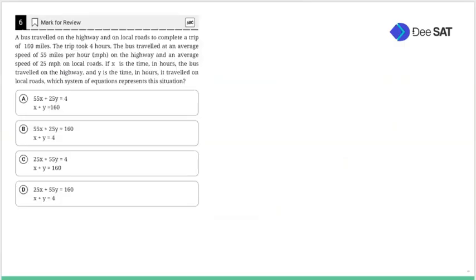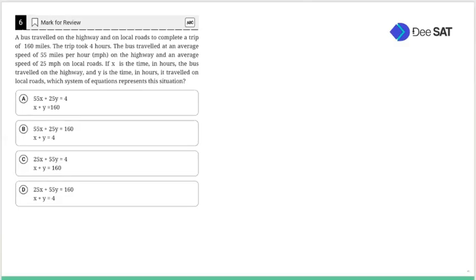This category of question is very common in SAT examinations, where huge statements are given and you just need to figure out what exactly is happening. It says that a bus traveled on the highway and on local roads to complete a trip of 160 miles. The trip took 4 hours. The bus traveled at an average speed of 55 miles per hour on the highway and at an average speed of 25 miles per hour on local roads.